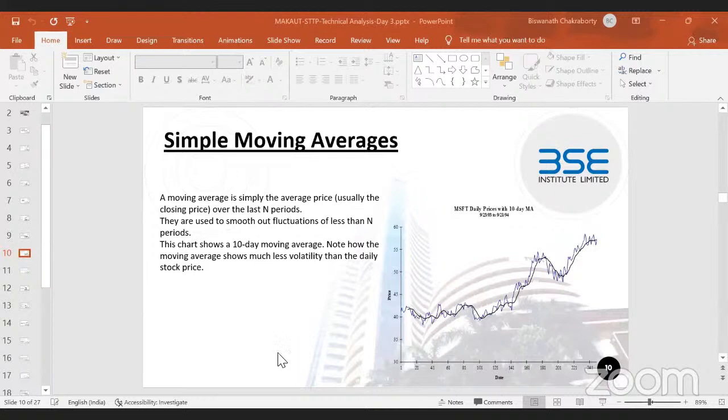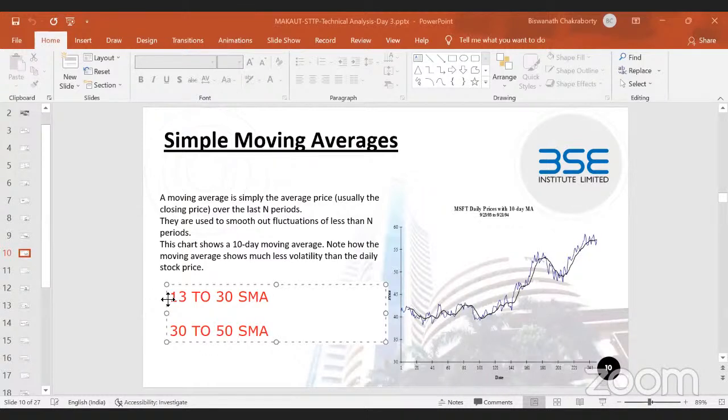If this is the question, definitely I will answer it. Those are the short-term traders. Now I'm giving you your answer. If you are a short-term trader, you can opt for 13 days to 30 days of simple moving averages. If you are a mid-term trader, meaning I'm going to hold for 3 weeks, then it must be 30 to 50. And if you are a long-term investor, like 1 year, 1.5 years, 2 years or more, then it can be 100 to 200.